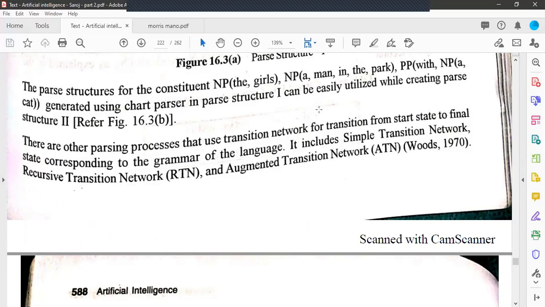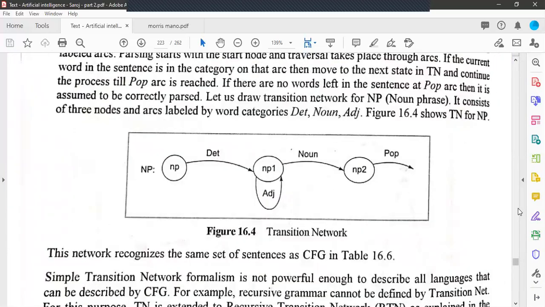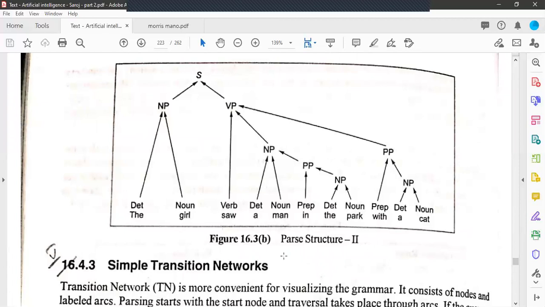Okay, so tomorrow we'll look at the simple transition network.